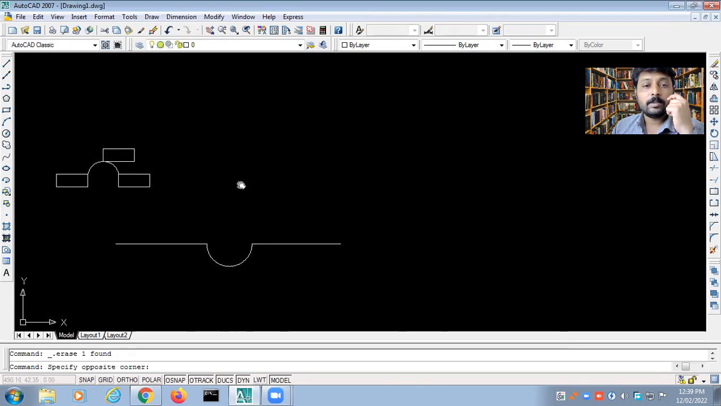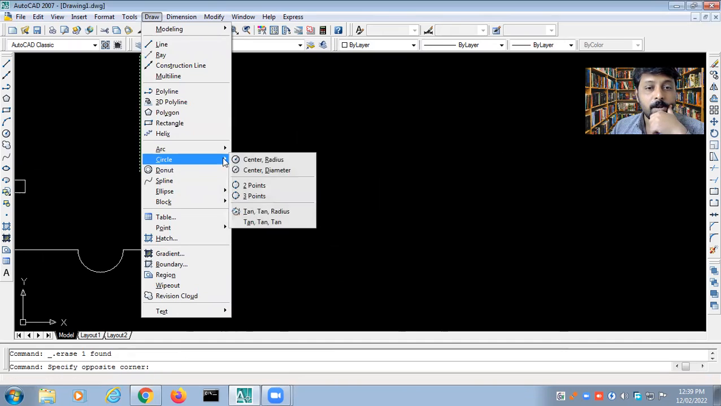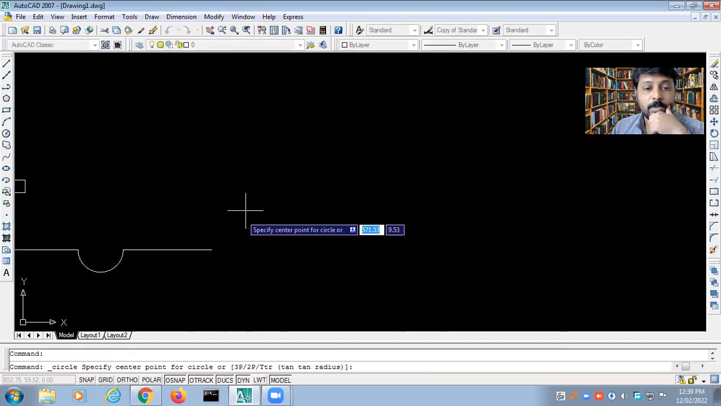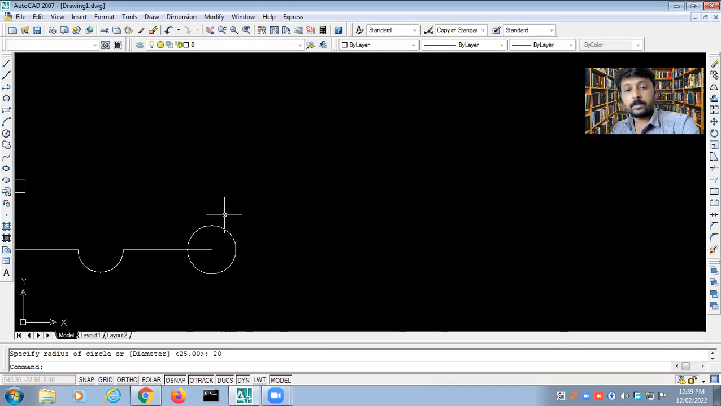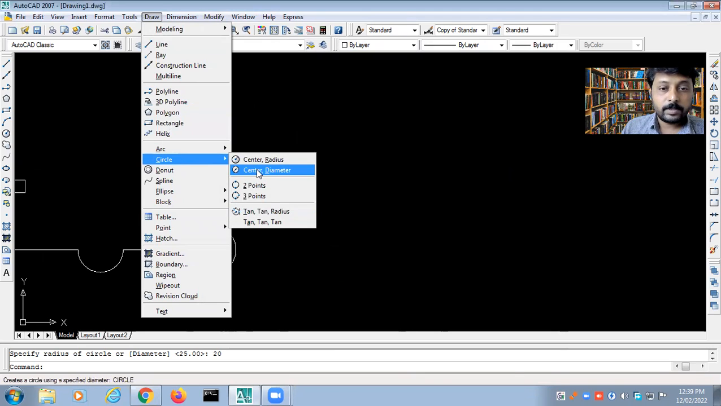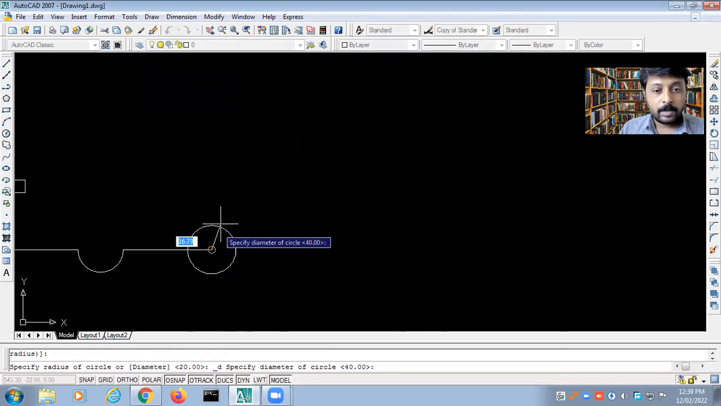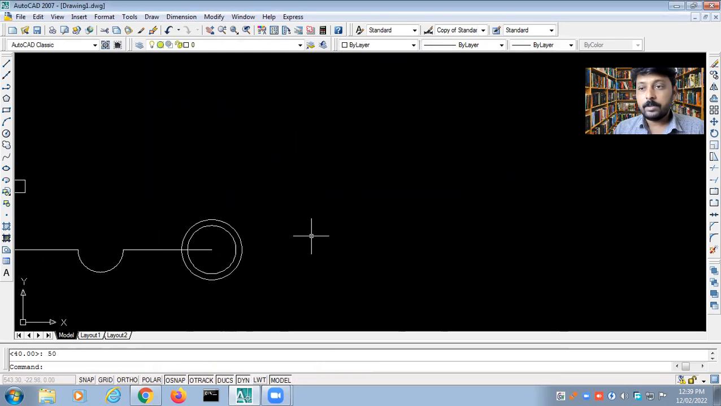Okay, let us see what we can do with it. So first, circle, center, and radius. I know the center. Center is here. I want radius. Say it is 20. This is the circle. Now I want to have a circle with center and diameter. I know the center and I know the diameter, which is say 50. This is how you can draw the circle.